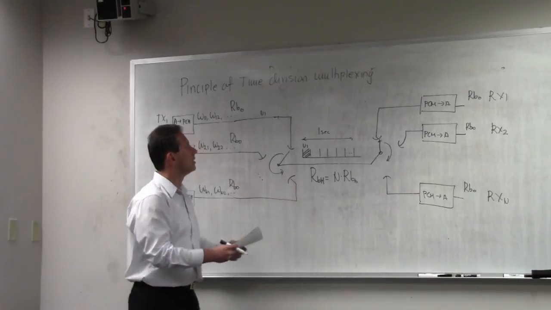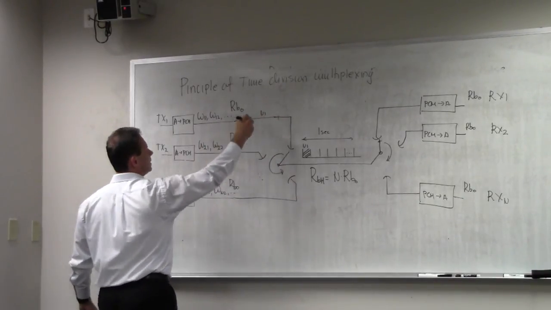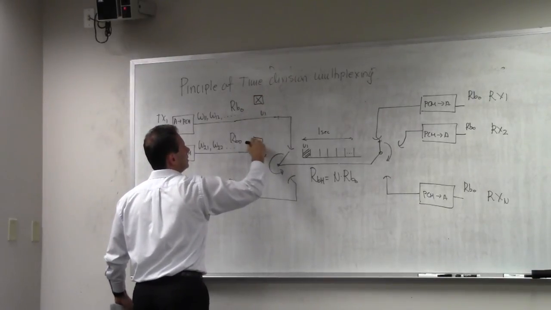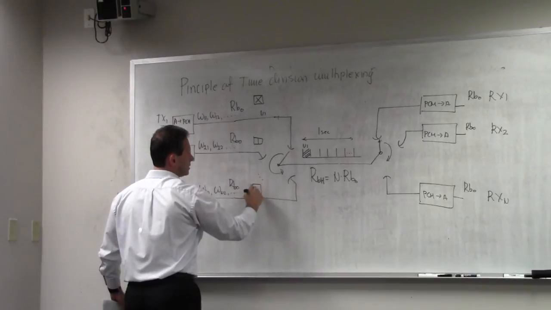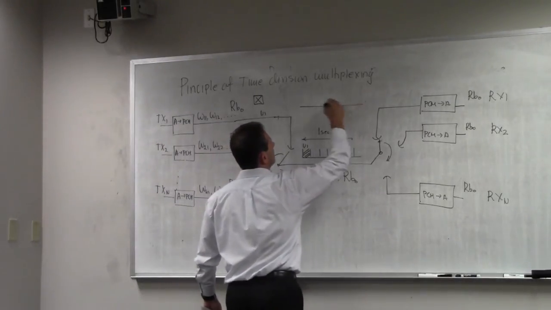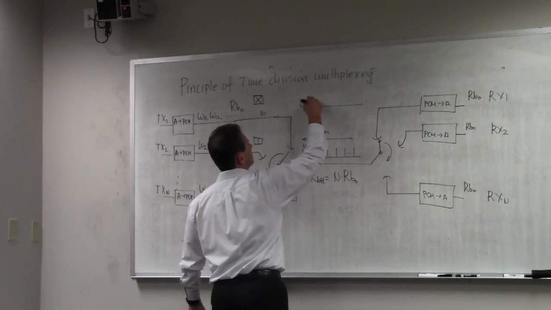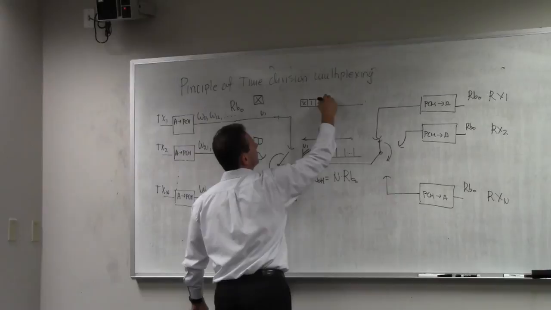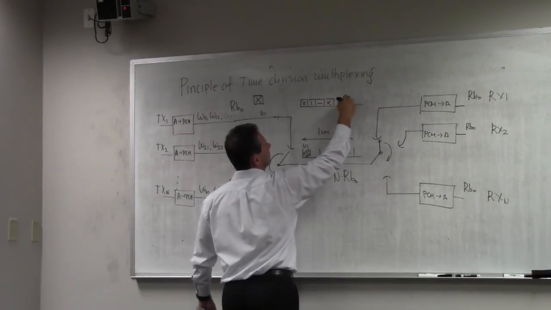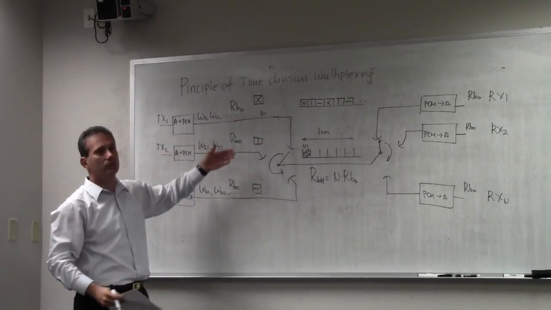So let me try to draw this. Let's say this guy is X, and this guy is like this, and this guy is like this. If you were to look at the stream here, and let's assume you have three users, here's the first one, second one, third one. Then again, first one, second one, third one, and so on. So they're all coming through the same line.